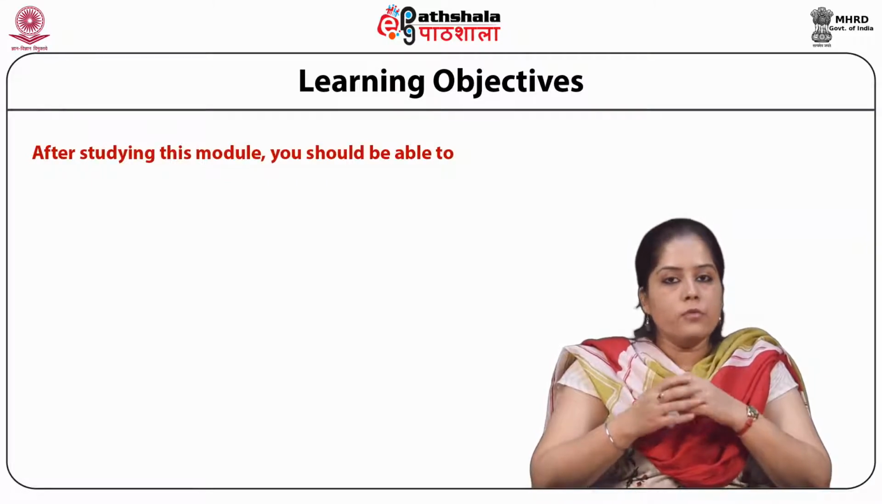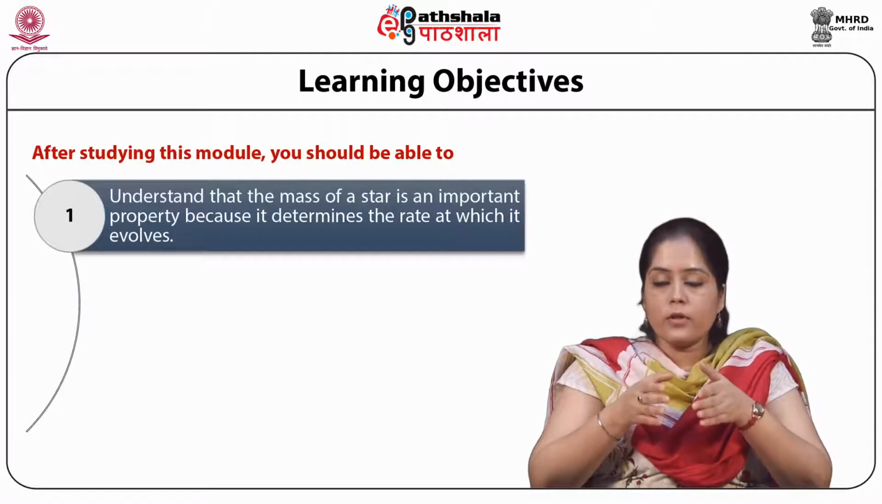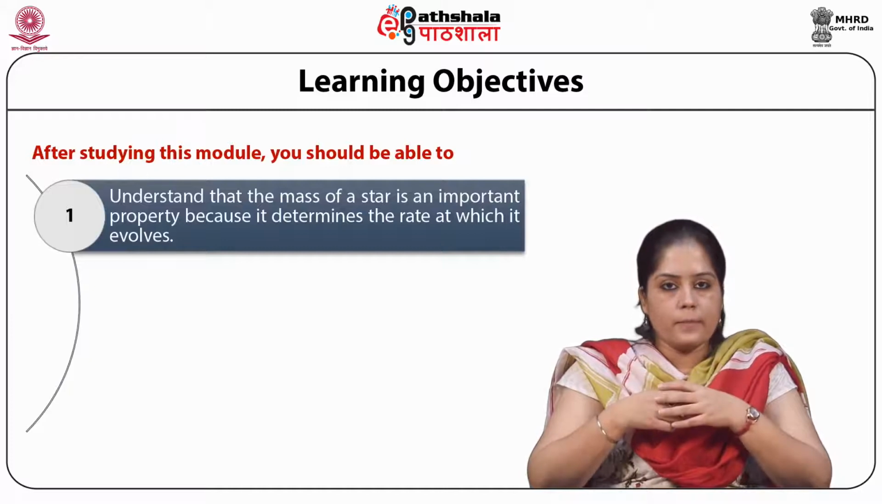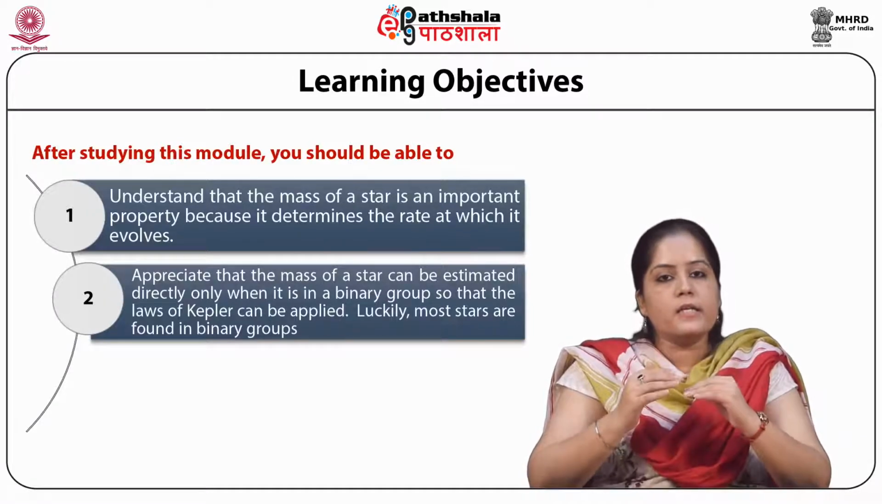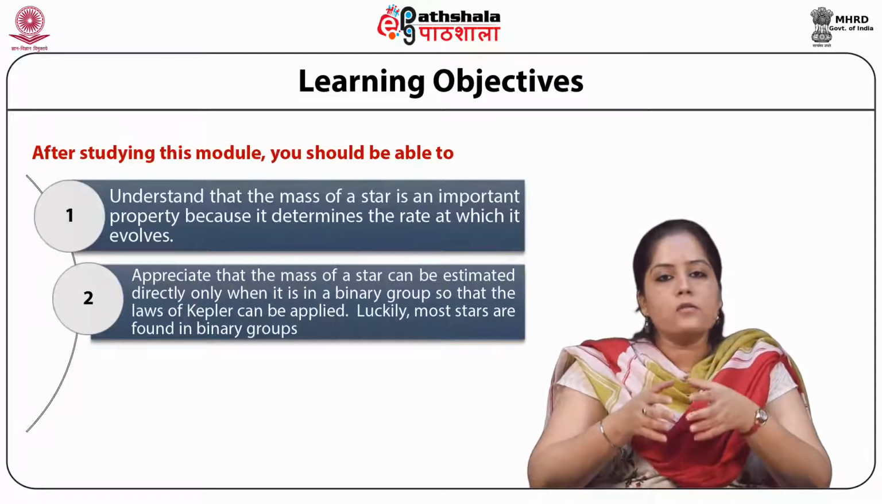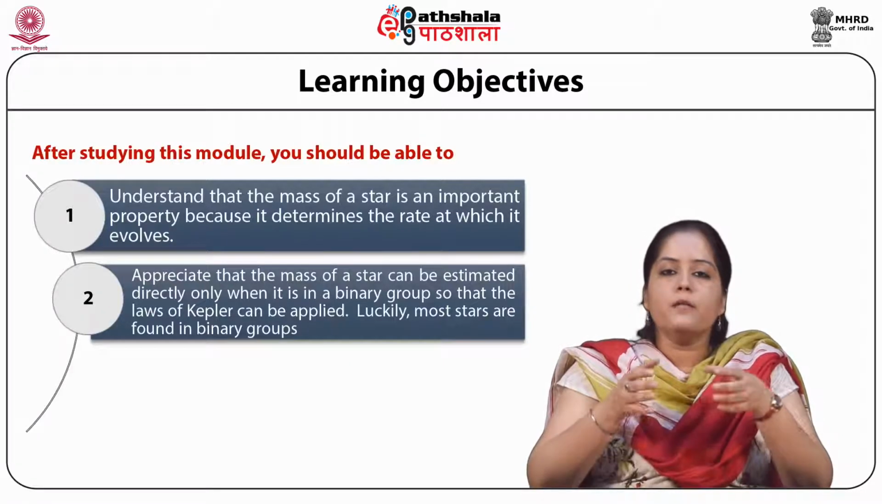So students, today we are going to discuss the module Masses of Stars from the paper Astronomy and Astrophysics. After studying the module, you will be able to understand that the mass of a star is an important property because it determines the rate at which it evolves. Appreciate that the mass of a star can be estimated directly only when it is in a binary group so that the laws of Kepler can be applied. Luckily, most stars are found in binary groups.